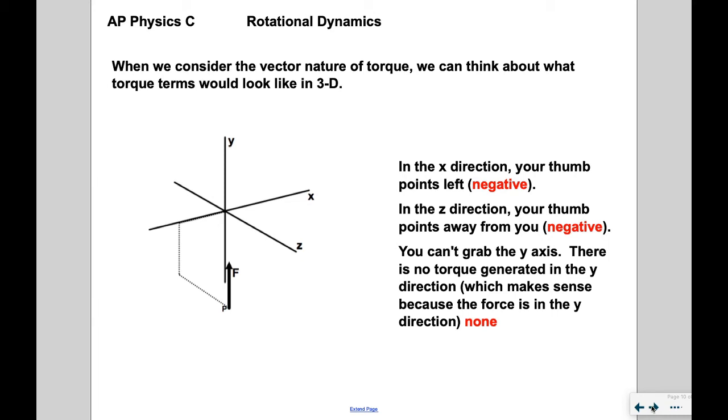In the z direction, I would have to twist my hand away from me to the right and then curl my fingers to the right in order to grab the z-axis, and my thumb would be pointing into the screen in the negative z direction. Now, of course, we can't grab the y-axis because it is parallel, so there's no way I can curl my fingers in such a way as to go around the y-axis. So this force in particular would not generate any torque in the y direction. It would have an x and a z component, but no y component.